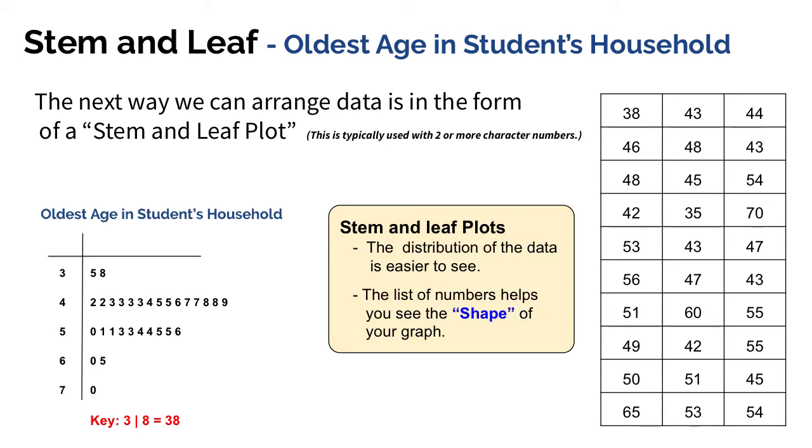Just a couple things that I want you to know about stem and leaf plots. One thing is that it should hopefully make the distribution of the data a little easier to see. And then like I mentioned before, it should help you see the shape of your graph as well. You can see that there's a lot of people in their 40s and 50s, but there aren't nearly as many in their 60s and 70s. So when we talk about the shape of graphs later on, that should help you figure that out.